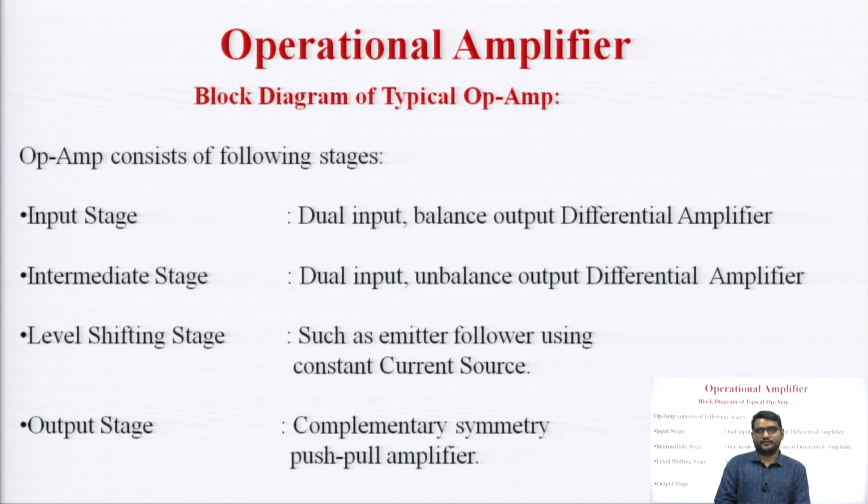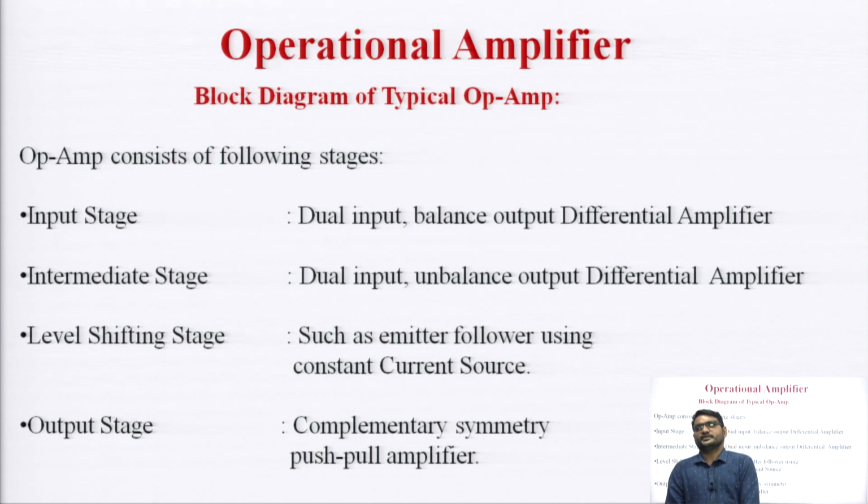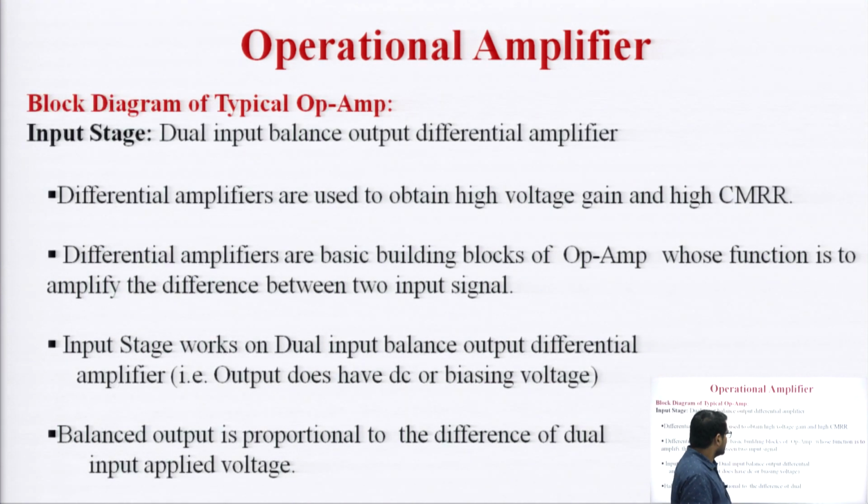Now next, the op-amp consists of the following stages. We also discussed the block diagram, and the same points will be here. The input stage is a dual input balanced output differential amplifier. The intermediate stage is a dual input unbalanced output differential amplifier. The level shifting stage is such as an emitter follower with a constant current mirror source. The output stage is a complementary symmetry push pull amplifier. Okay. So we discuss the first stage.